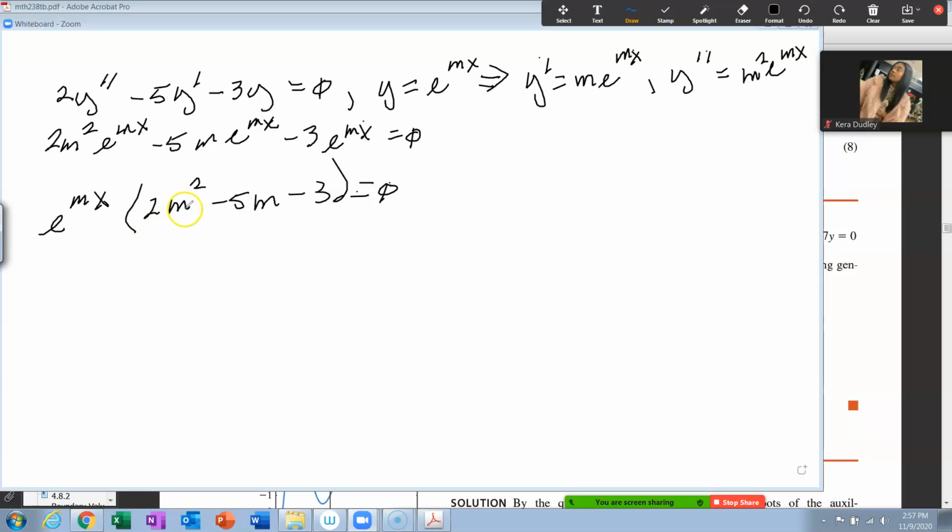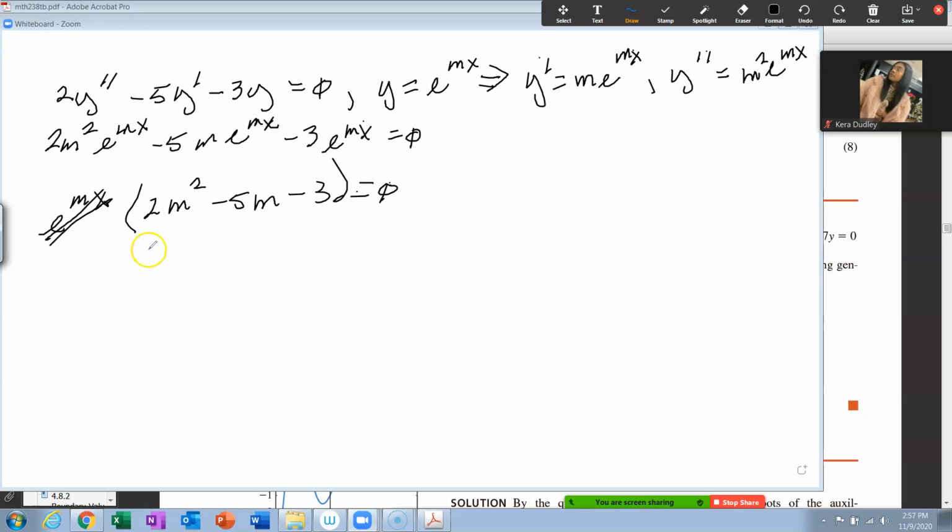Now, these are two factors equaling 0. This one cannot ever be 0. E to the mx is always greater than 0. Always. So divide it away. And that's why I'm going to quit writing it down after this one. It's always going to divide away. That leaves us a polynomial equation here.